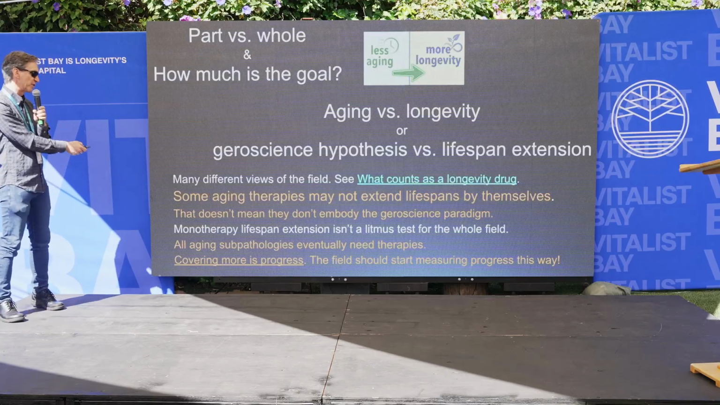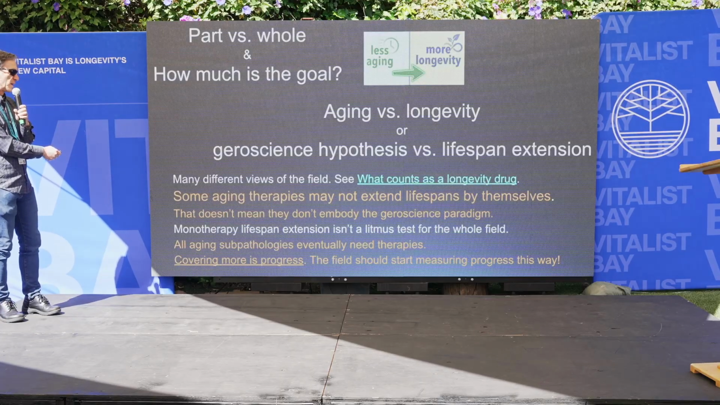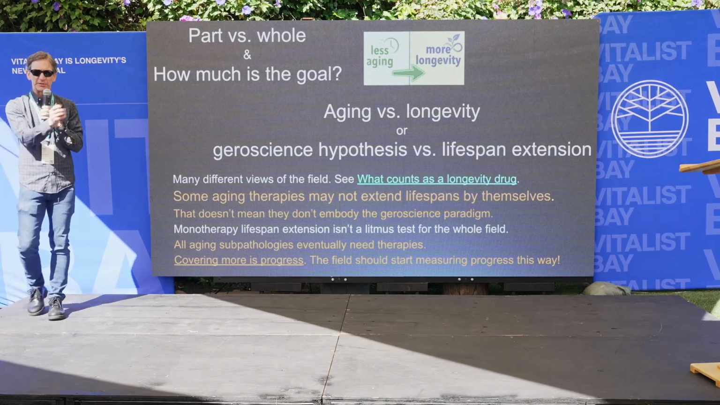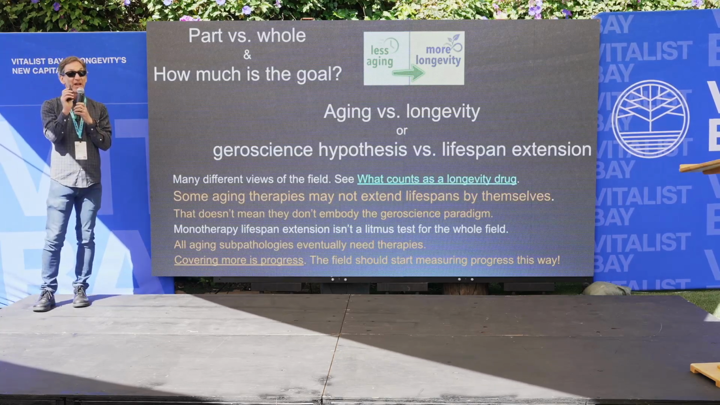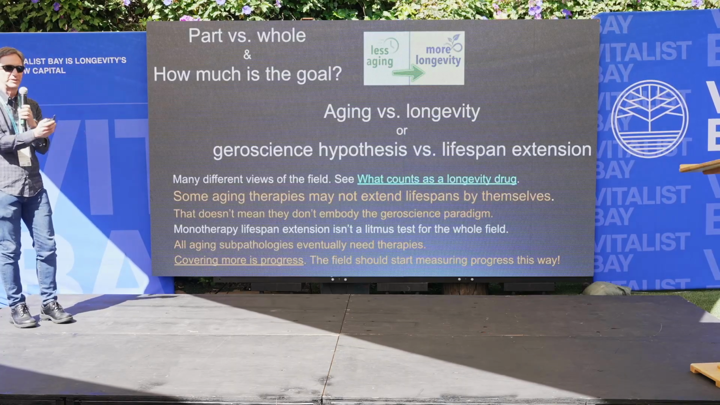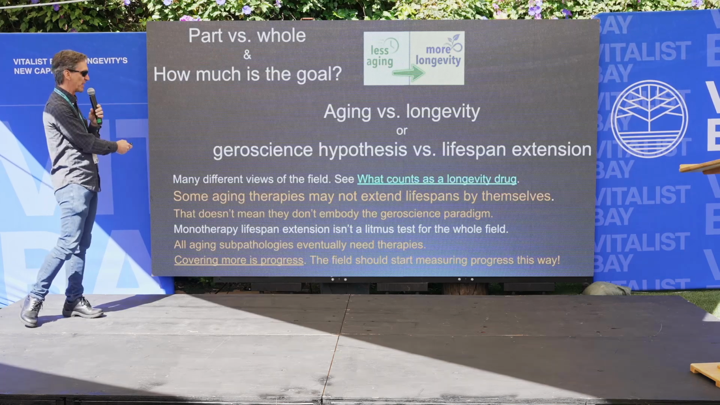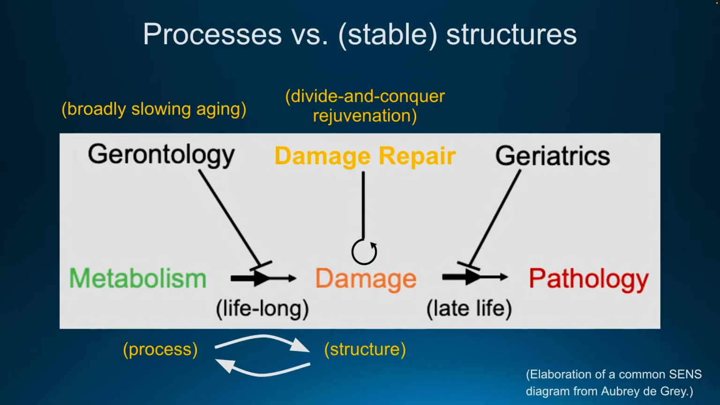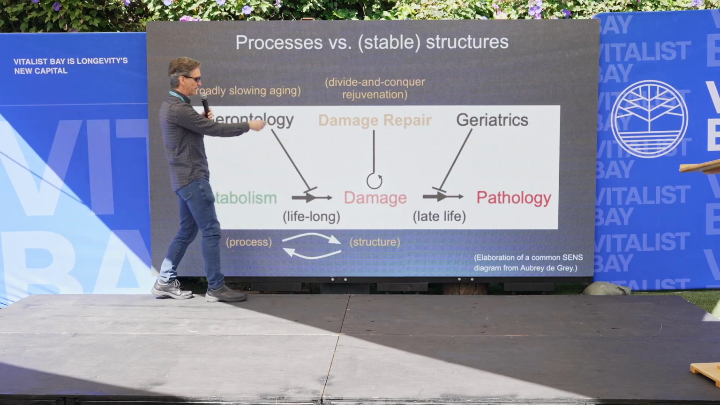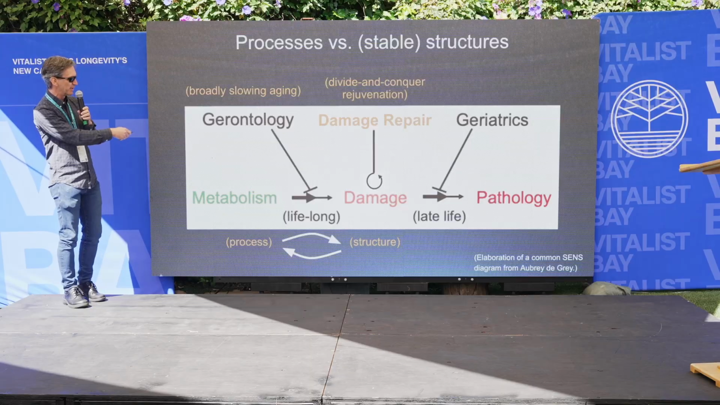So I think the important thing is that there are all these different subpathologies, and we eventually need treatments for all of them. That's a good way to measure progress, rather than just the litmus test of lifespan extension. So the difference between targeting a structure versus targeting a process is essentially this slide that Aubrey and the SENS crowd have been talking about for years, but I'm going to take the basic slide. I changed a little of the stuff, and I put damage repair instead of maintenance on the middle part there.